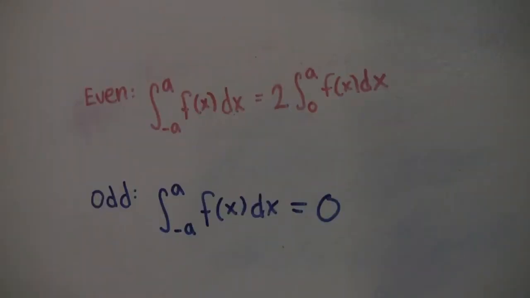Something that we're going to see with even functions is that if you take the integral from negative a to a, it's the same as doubling the integral from 0 to a, because even functions have symmetry across the y-axis, so the areas are going to be the same on both sides. With odd functions, we're going to see that taking the integral from negative a to a is 0, because odd functions have symmetry across the origin, so the area on one side is going to be the exact opposite of the area on the other side.